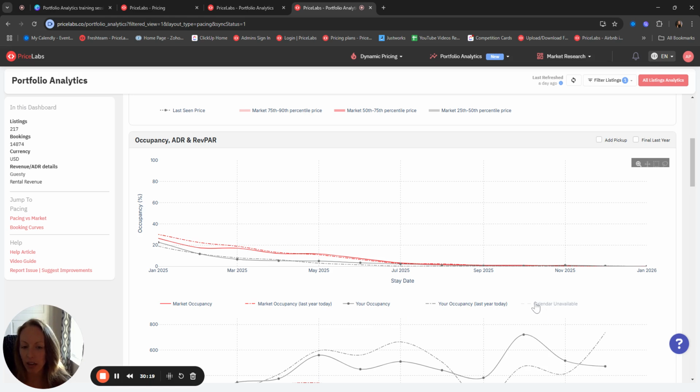You can even add calendar unavailable in case that's important for you to track, or the unavailable dates.